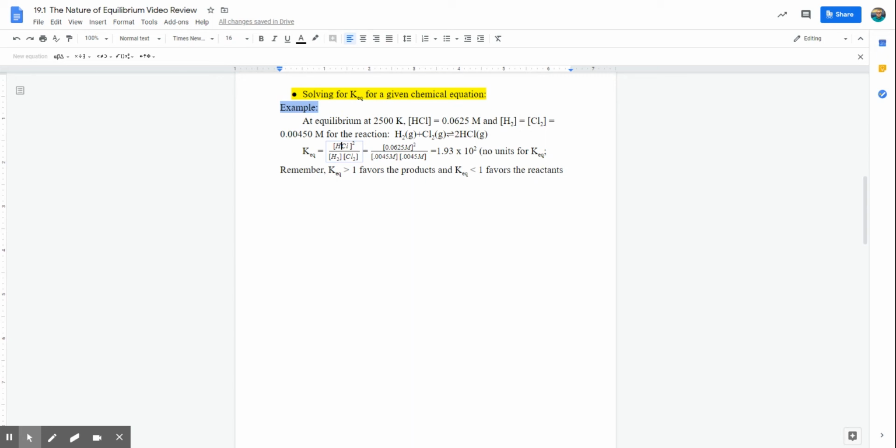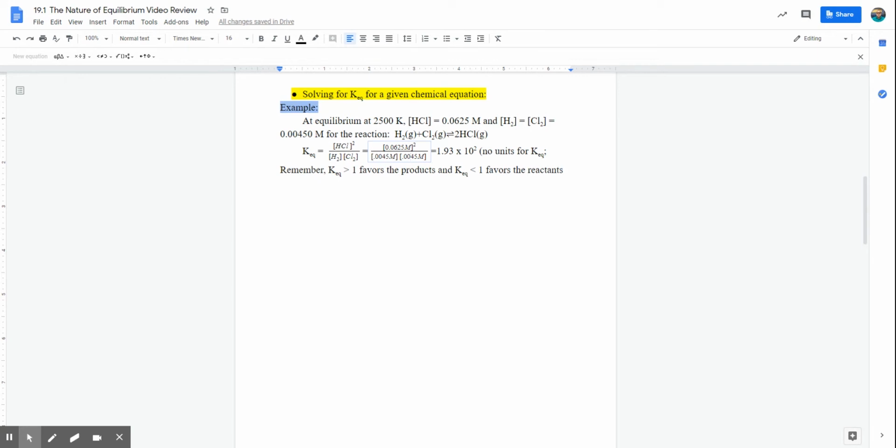So if you look up here, the concentration of hydrochloric acid is 0.0625 molar. So you would write that in there. You'll notice I wrote it in there already. And then you raise it to the power of 2. The 2 comes from the balanced chemical equation here. Also write the concentrations of both hydrogen gas and the chlorine gas. So you'll notice the hydrogen gas I wrote here and the chlorine gas I wrote here.